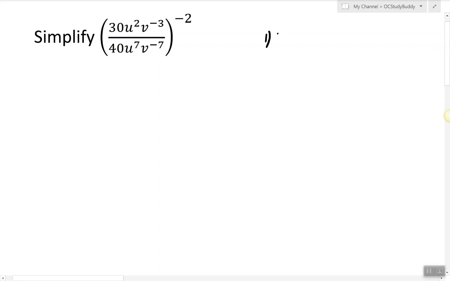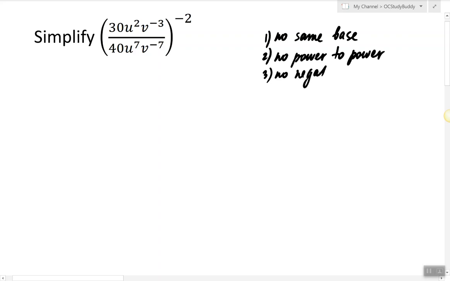The first one is no same base appearing more than once. Second condition is no power to power. And the third condition is no negative exponents. And the tools that we have are called the properties of exponents. So everything that we'll do will be an application of one of those properties.